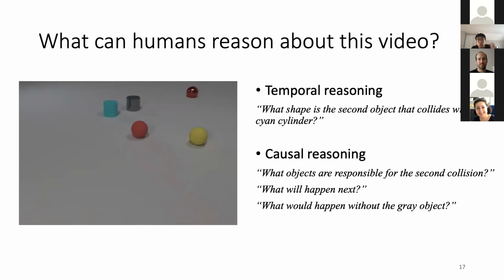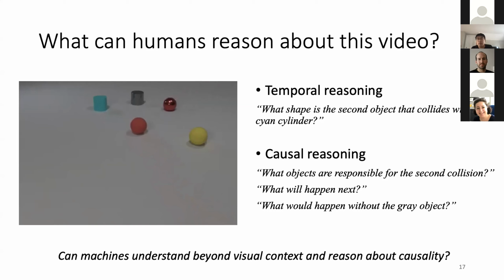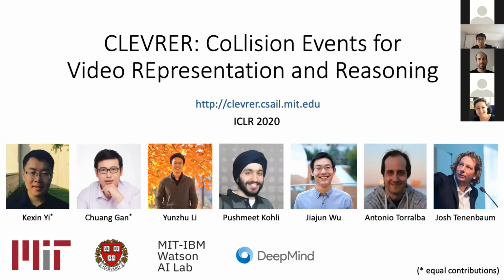scenarios. So we believe a smart AI system should not only focus on the pattern recognition problem, but most importantly, it should have the ability to capture the cause and effect in the physical world. Together with MIT, Harvard, as well as Pitman, we built a new video reasoning dataset named CLEVRER, collision events for video representation and reasoning, to push the boundary of temporal and causal reasoning of videos.